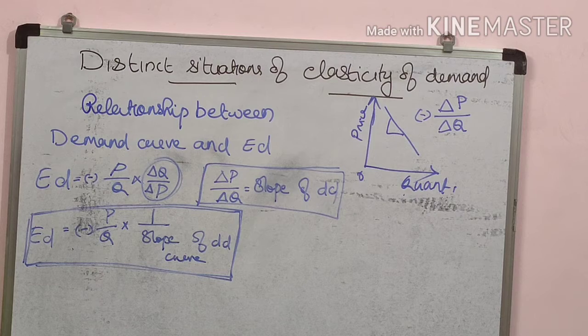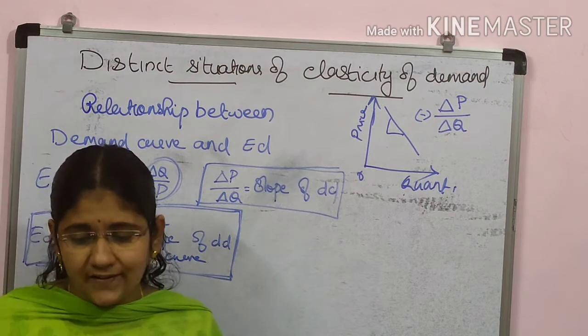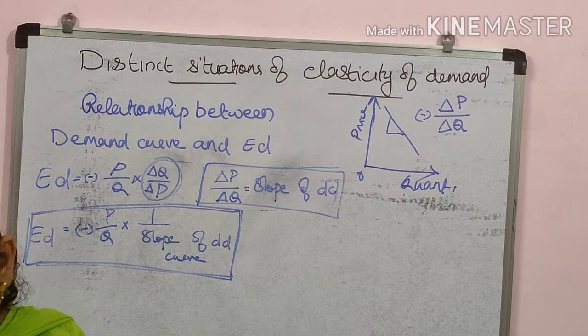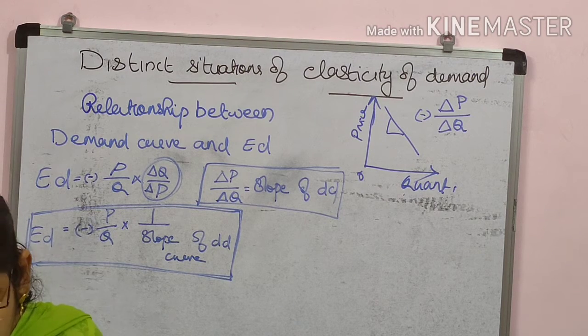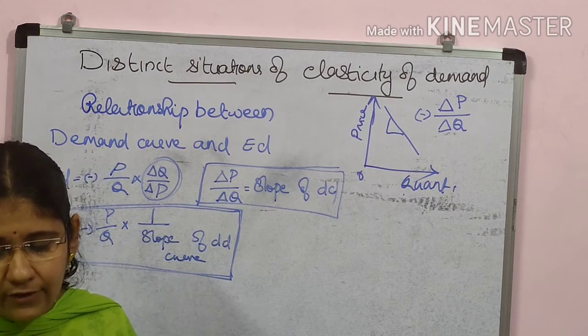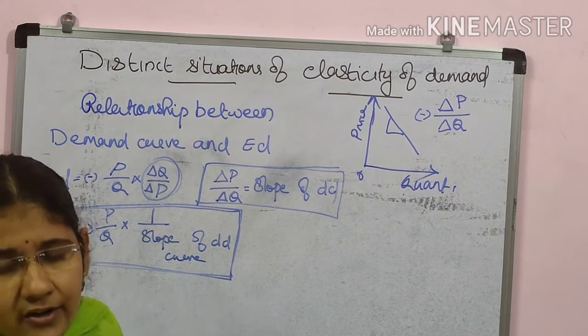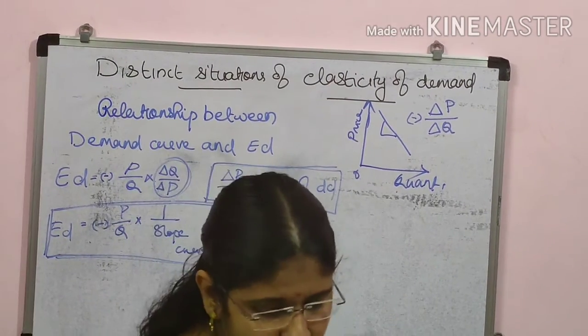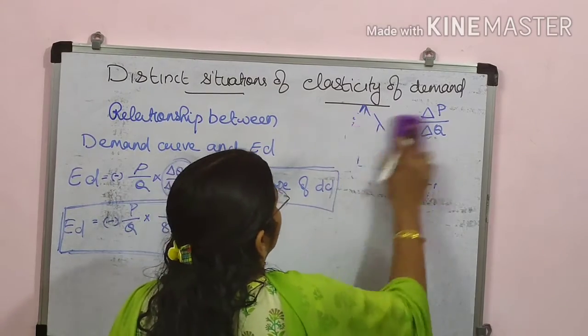Now, students, come to this point: distinct situations of elasticity of demand. Firstly, we are discussing the case when the demand curve is a horizontal straight line, and the elasticity of demand in that case. Here I will draw this line for you.